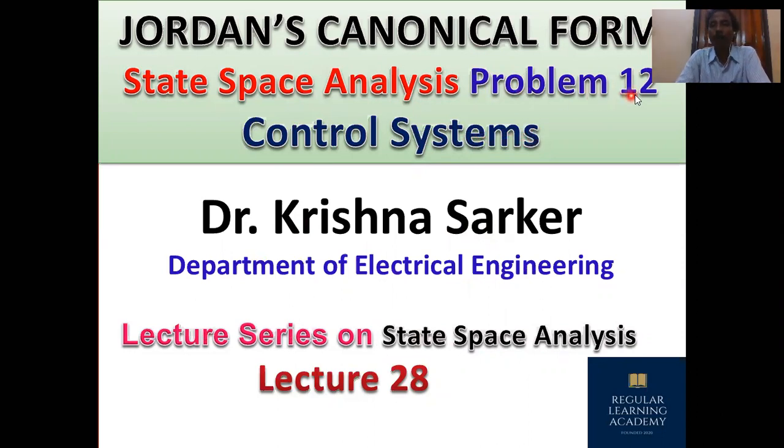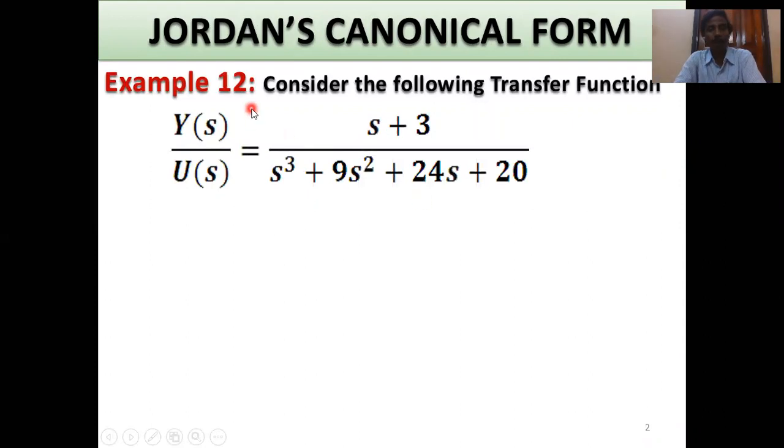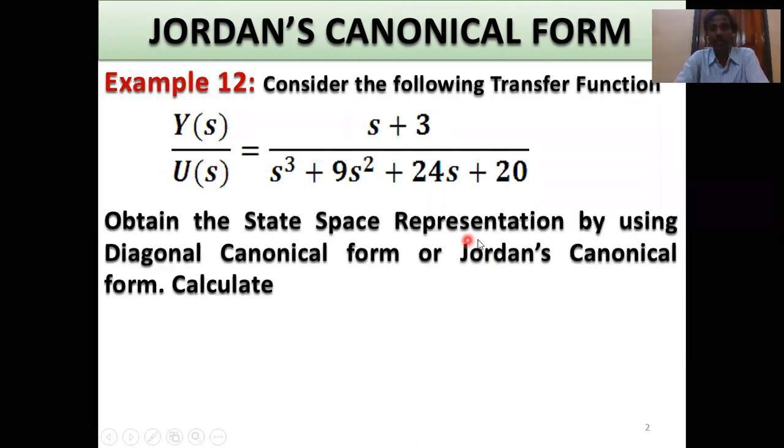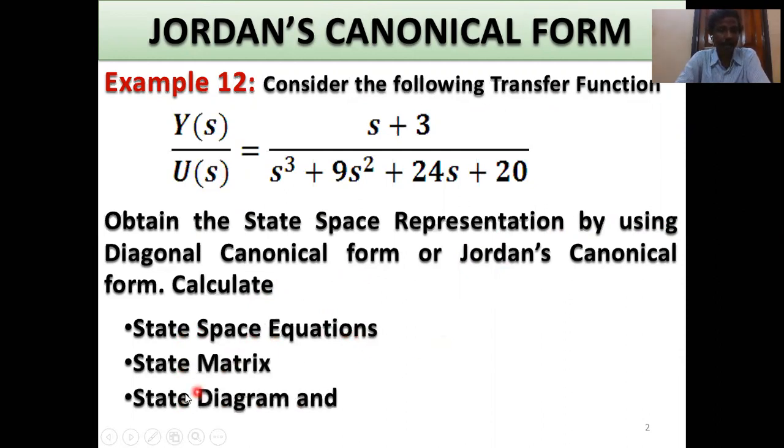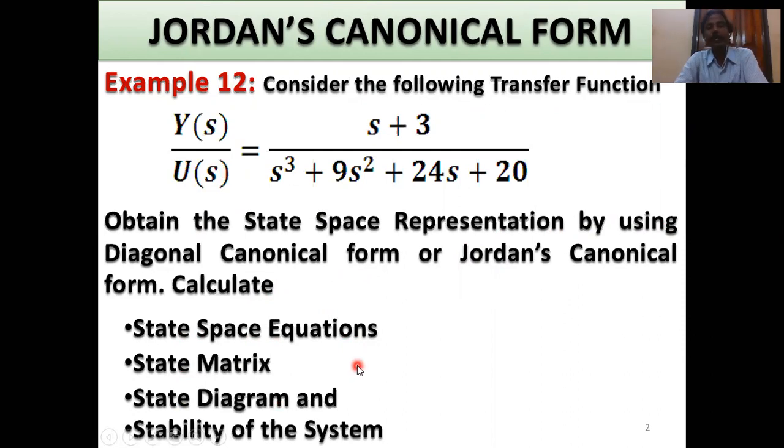So our problem number 12 by using Jordan canonical form. Example 12. Consider the following transfer function Y(s)/U(s) equals (s + 3) divided by (s cube + 9s square + 24s + 20), where Y(s) is the system output and U(s) is the input or reference input of the system. Obtain the state space representation by using diagonal canonical form or Jordan canonical form. Calculate the state space equation, state matrix, state diagram, and signal flow graph, and stability of the system.